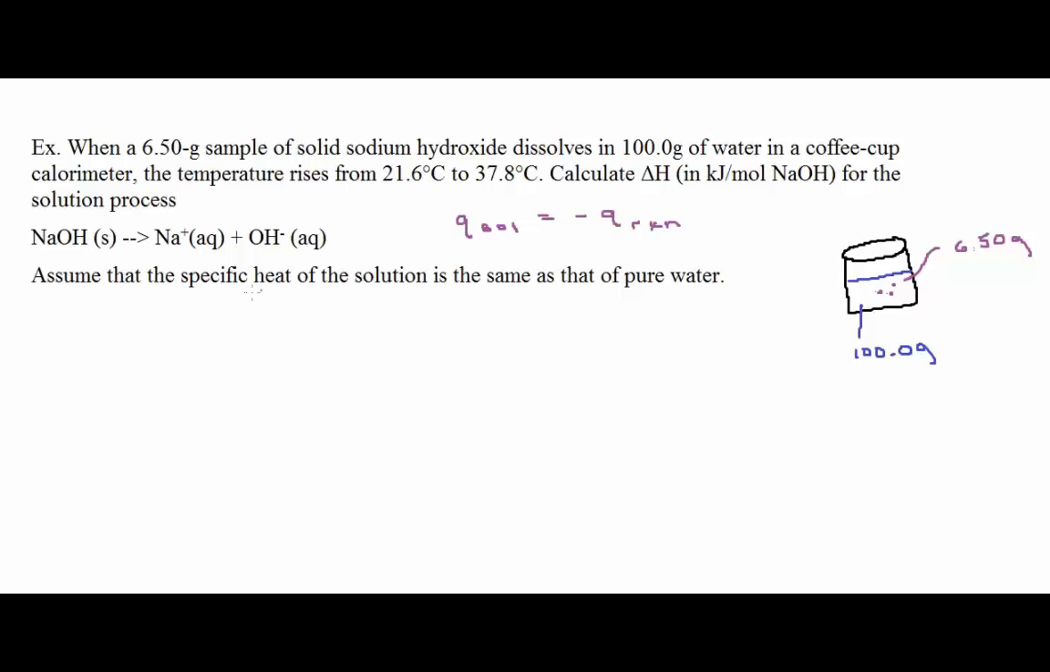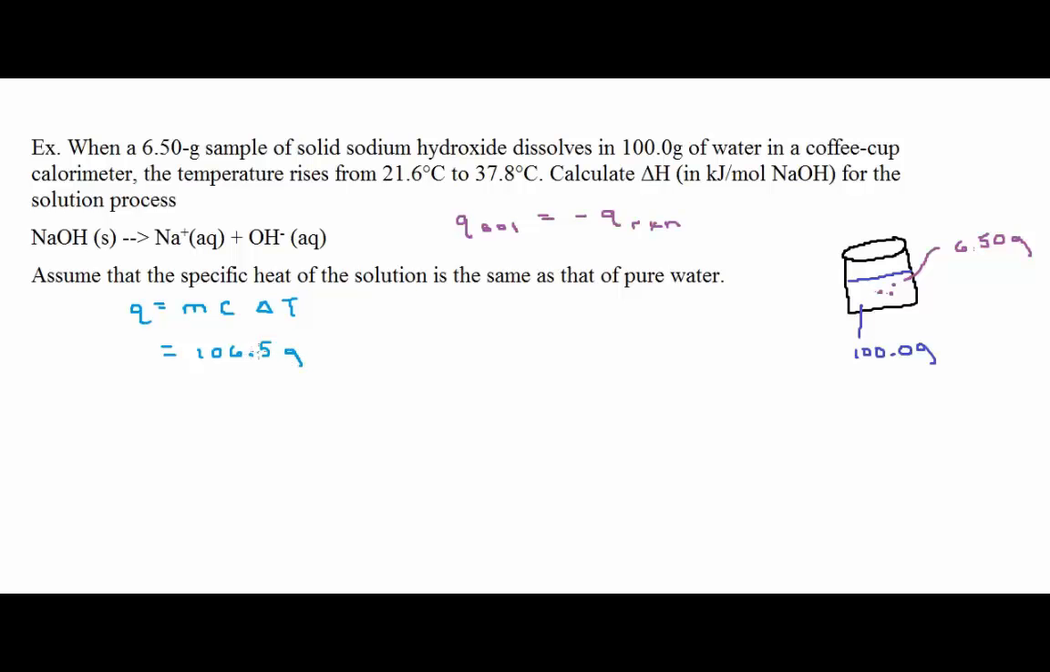I know that my formula is Q equals mc delta T. The mass of my solution, you might be tempted to say it's 100 grams, but it's not, because I don't have 100 grams of solution, I have 100 grams of water. The total mass of the solution is the 100 grams plus the mass of the sodium hydroxide. So the mass of my solution is 106.5 grams.